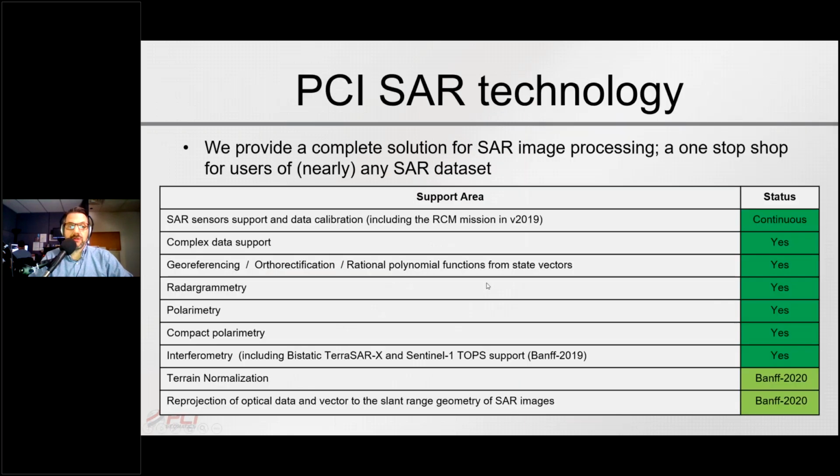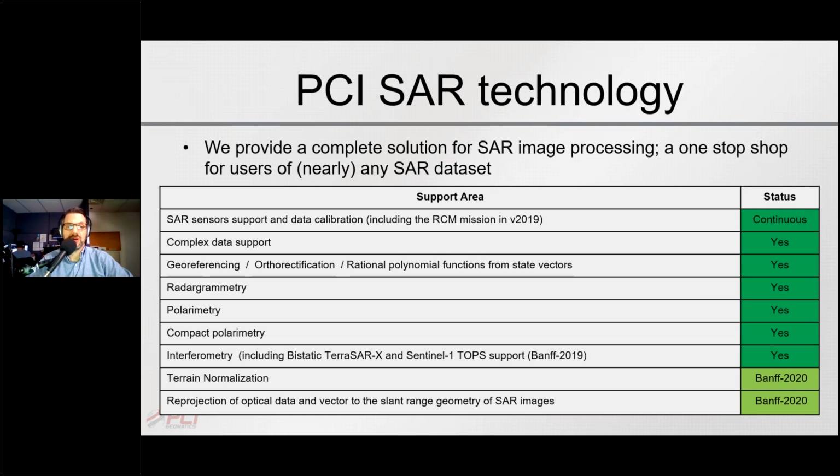All right. This is just a quick rundown on some of the SAR technology that has been developed over the years. You can see that we've been adding multiple SAR sensors over the years, including RCM, which has been updated, or actually has been available for many years, but now that we're getting real data, we're making sure that everything is functional. We've added complex data support, or updated the way that we support complex data. We, of course, provide you the ability to do georeferencing, orthorectification, and to work with RPCs from state vectors, which is important.